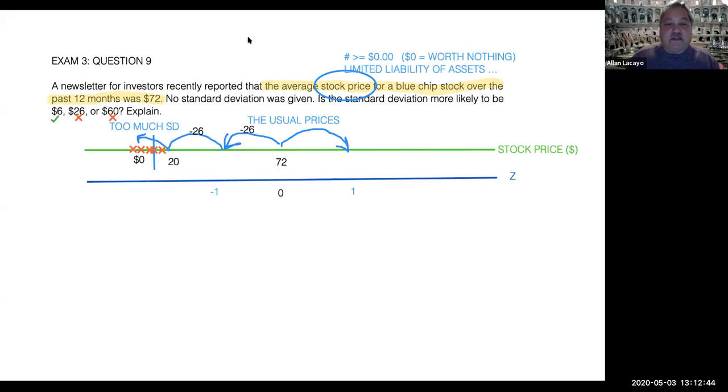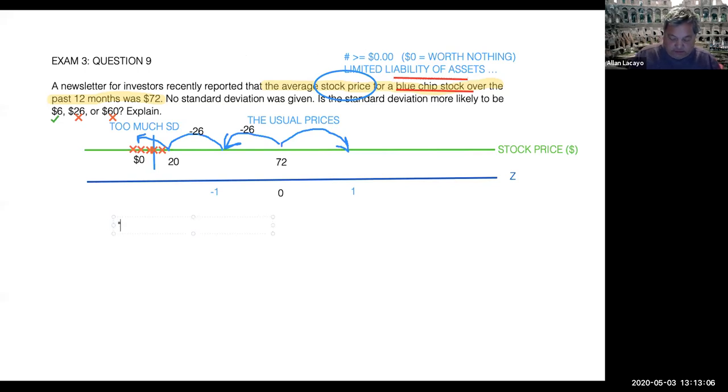In addition, there's another key in the language of the question that I don't expect you guys to have figured out, which is that this is something called a blue chip stock. What is a blue chip stock? It's a stock from a very large company that's well established.